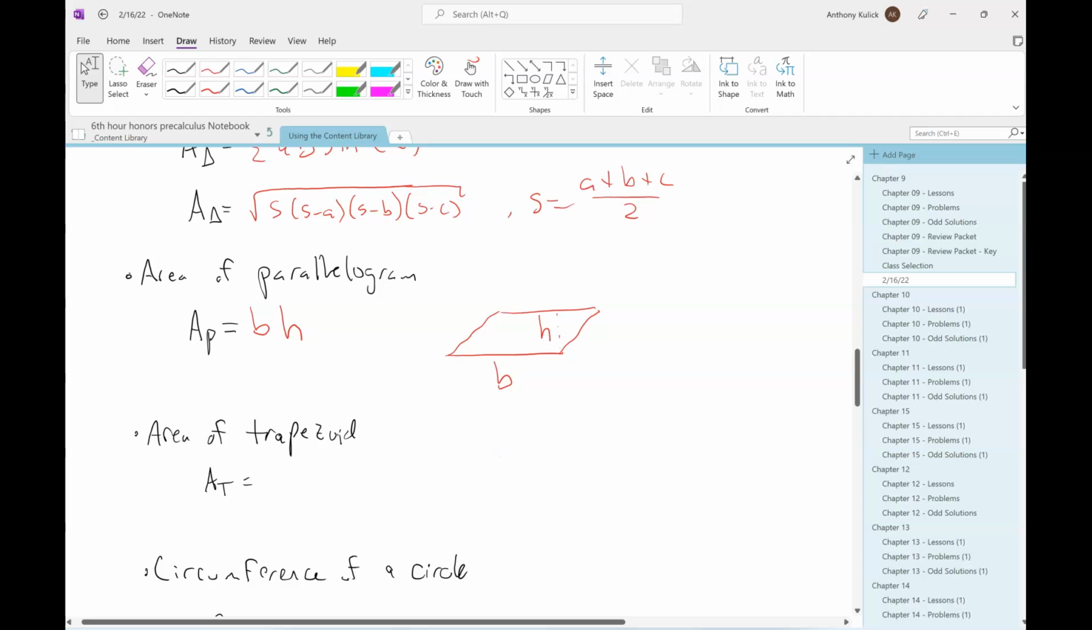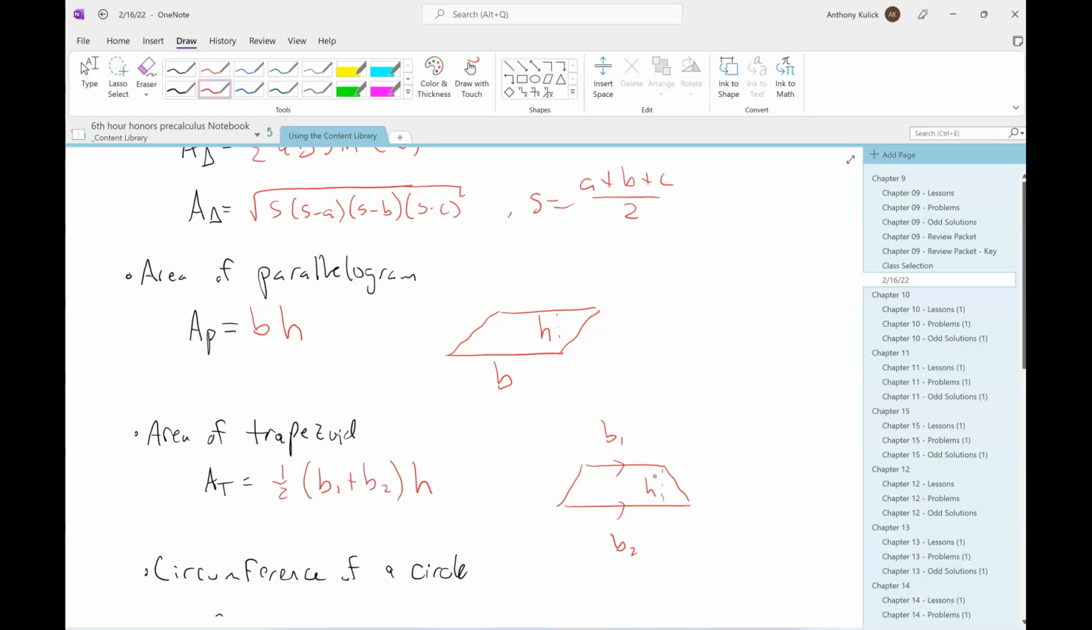Okay, here's a tough one. Area of a trapezoid. Times height. Yep. I think of it as the average of the two bases times the height. So remember, in a trapezoid, you have exactly two parallel sides. Those are the bases. And then the height is, again, not necessarily a side length. It could be, but probably not. Is that all kind of ringing some bells?